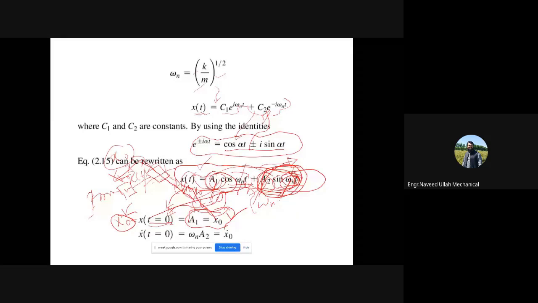And similarly, to find out a2, you need to differentiate this equation with respect to time once. Okay, so the x naught dot will come up.